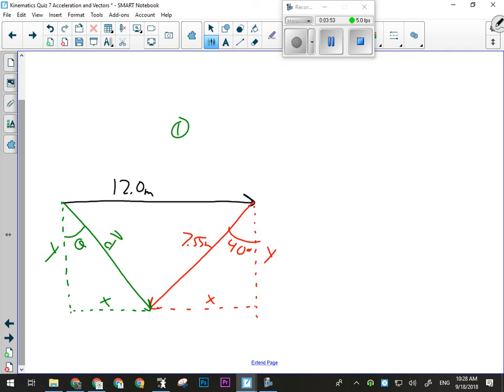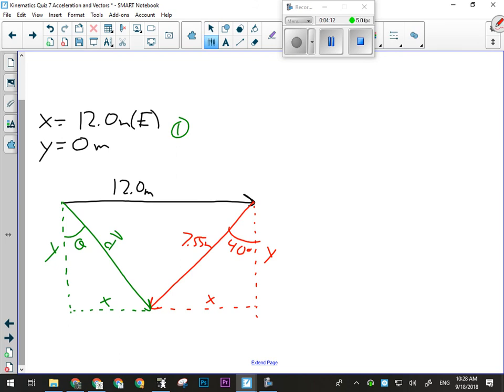It's easy for the 12, because for our 12 meter vector, its x component is how big? 12 meters. It only goes horizontally. It's 12 meters east, and its y component is 0 because it doesn't go north or south. So that one's easy.